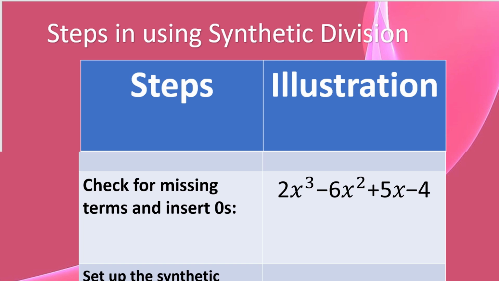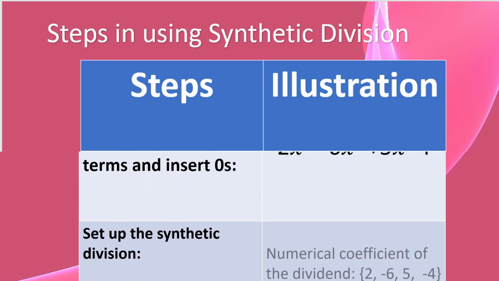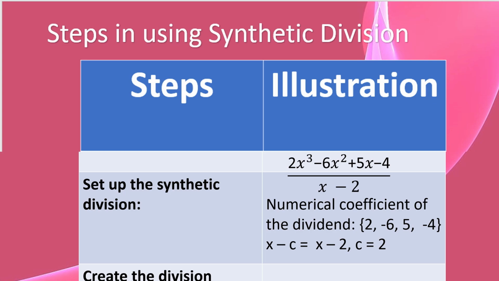Next, write down the coefficients of the polynomial we're dividing. The coefficients for 2x cubed minus 6x squared plus 5x minus 4 are 2, negative 6, 5, and negative 4. Don't forget to include a 0 if there's a missing term. For instance, if there's no x squared term, we would write 0 in place of its coefficient.